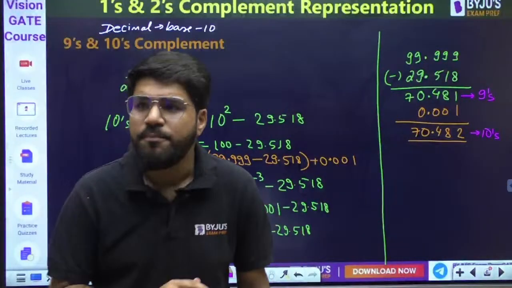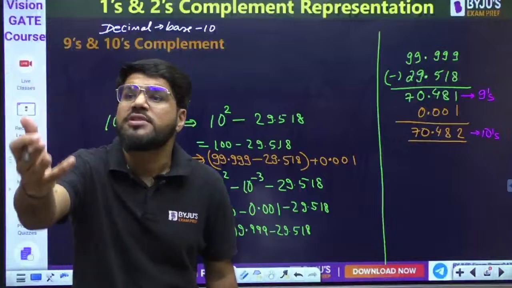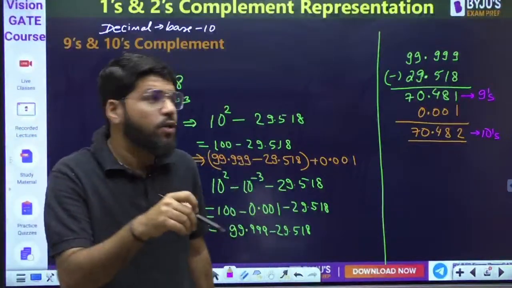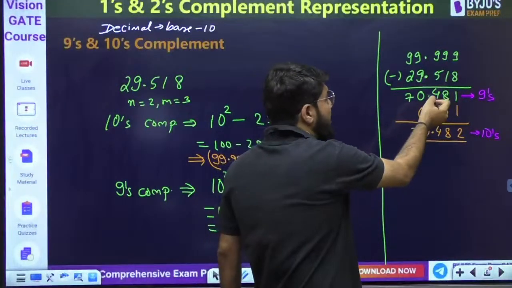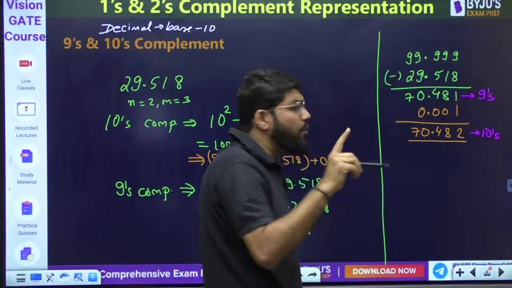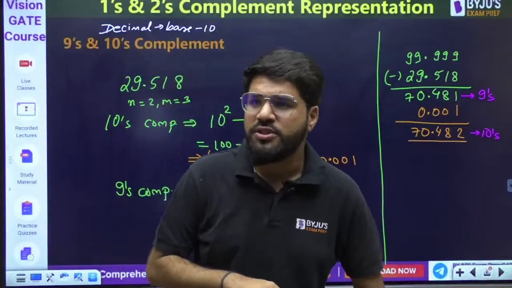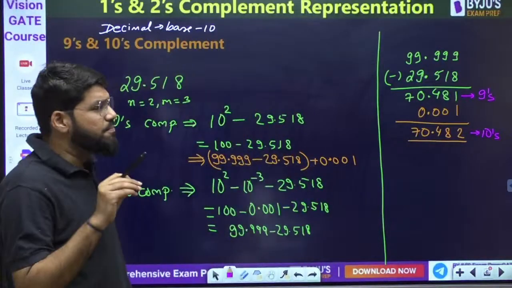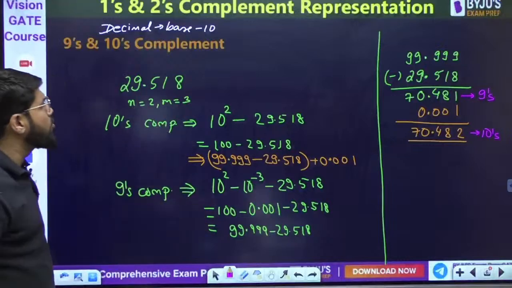So what is the shortcut? Add 1 to the rightmost digit. If you say add 1, 70.481 plus 1 in the last place becomes 70.482. So add 1 to the rightmost digit. That is the simplest way of calculating. It is not necessary to go to the formula.